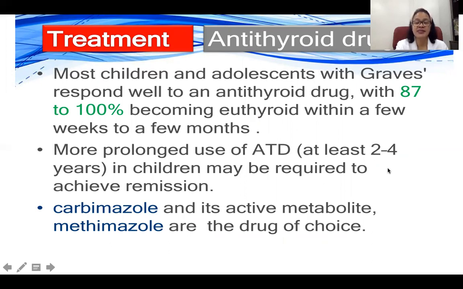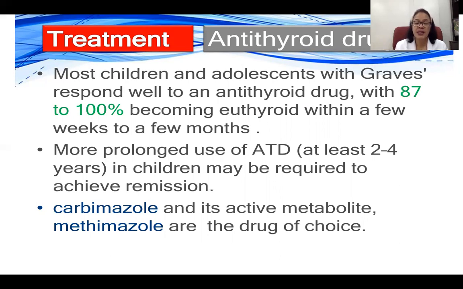With anti-thyroid drugs, most children and adolescents would respond well, with 87 to 100% becoming euthyroid within a few weeks to a few months. And the problem with more prolonged use of your anti-thyroid drugs to achieve remission is that you have to give a prolonged period of anti-thyroid drugs, at least 2 to 4 years.